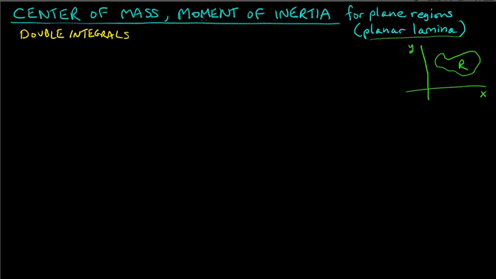Before we even get to center of mass and moment of inertia, we need to talk a little bit about density. So the density of an object, as I'm sure most of you are familiar with, is just the mass of the object divided by the volume of the object. Although here we're talking about plane regions, so there's no volume, so we divide by the area, right? So we can think of this as surface density rather than volume density.